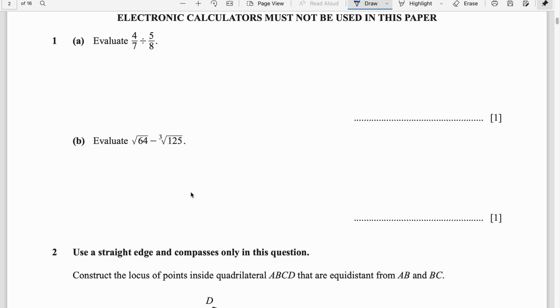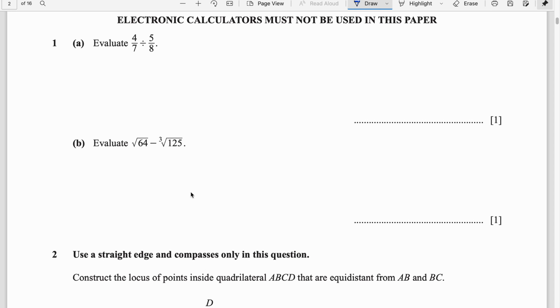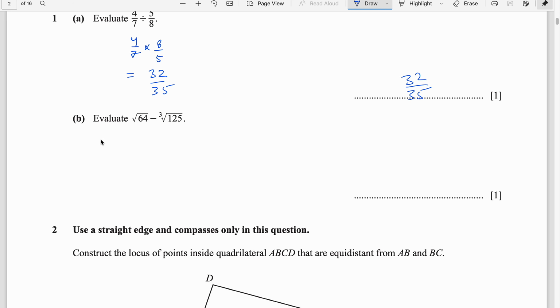Question number 1. 4 by 7 divided by 5 by 8: 4 by 7 into 8 by 5 is 32 by 35. Question 1, B part. Square root of 64 is 8, cube root of 125 is 5, and you're left with 3.